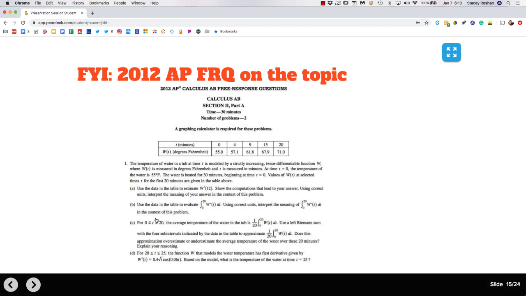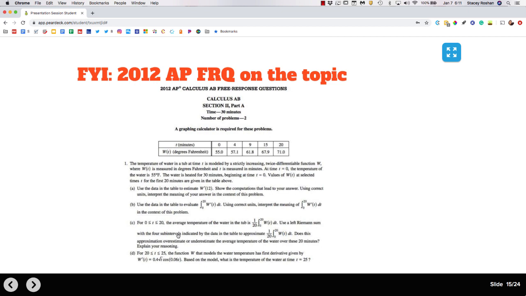You can see that this is why we've been practicing this. Now it says use a left Riemann sum with 4 subintervals to approximate this. Okay, so that's why we just practiced that also. And then another interpretation type question. Okay, so this is going to be a 9-point question, and you will have 6 of these free response questions on your exam along with the multiple choice portion.